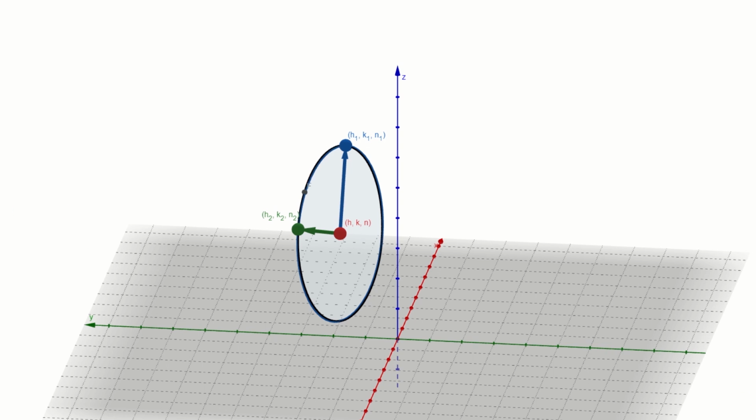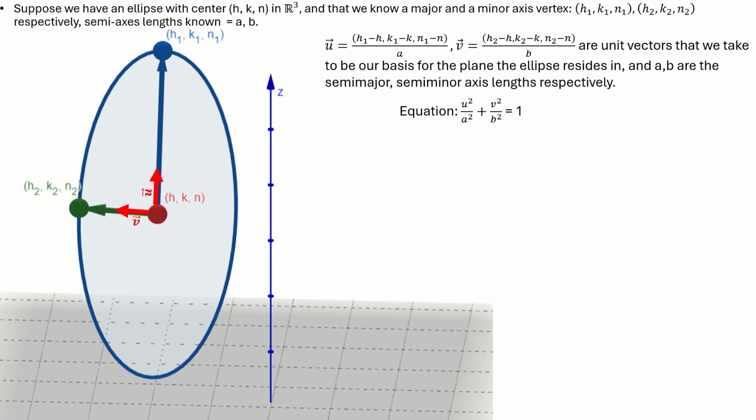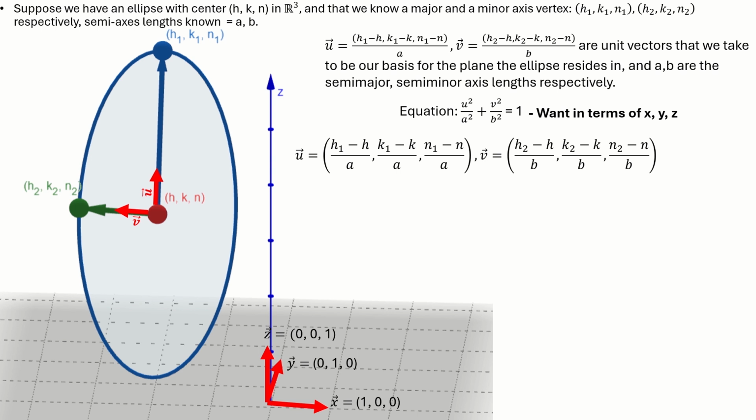Now, what if we want to find an equation in terms of x, y, and z that our ellipse satisfies? Remember once again the definitions of vectors U and V. We can use them to define the vector W as the cross product of U and V, so that we now have a new coordinate system UVW for R3.